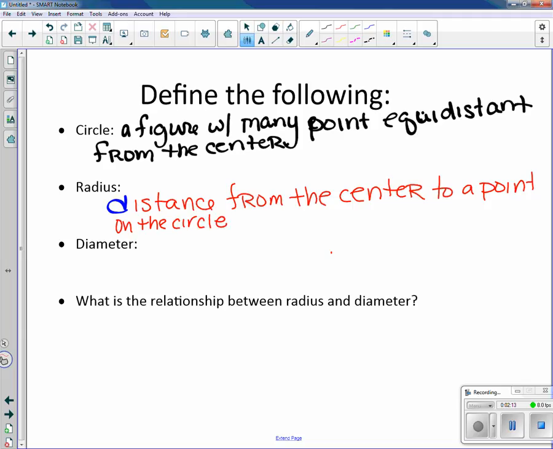All right, and the symbol for circle is this, okay? So if I draw that, which is a dot with a circle around it, that means circle. So if you do not want to write circle 20 million times.